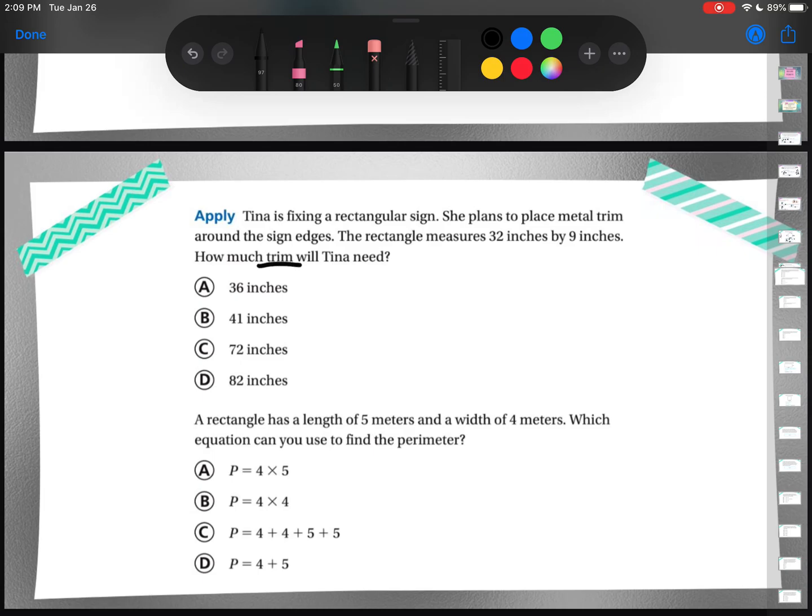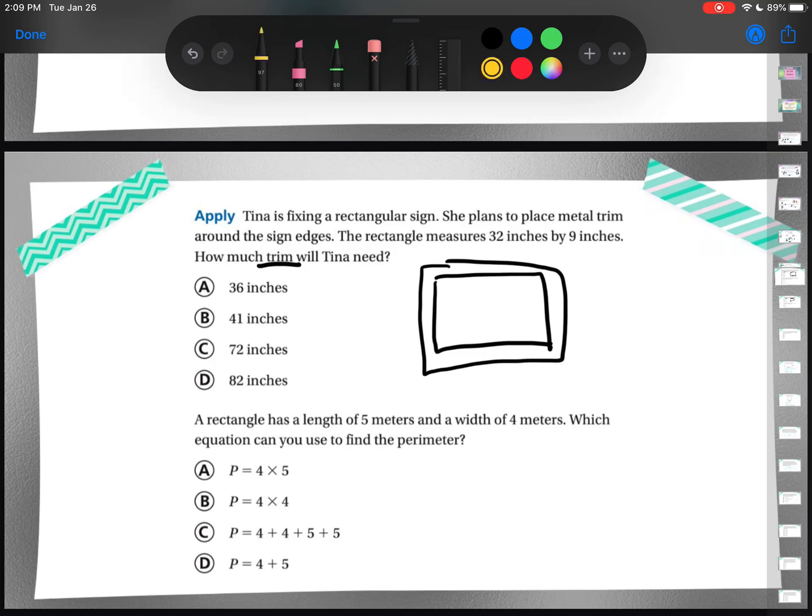Here's a hint. Anytime we're asked for trim, right? So if I draw my picture frame or my sign, right? Trim is going to be around the outside, right? This would be our trim. If we are trying to find how much something is going to be going around the outside, so like trim, fencing, stuff like that, that is going to be perimeter because we're trying to find the total outside distance of our shape.